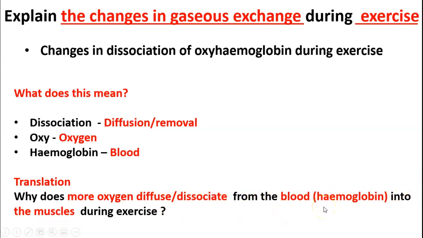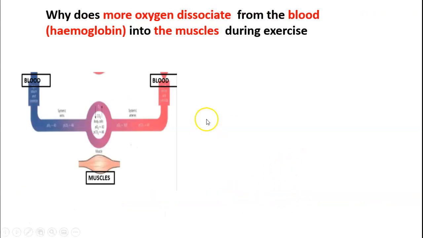Now they've used some fancier, more scientific words than you would in a normal gaseous exchange question, but all this part of the spec is asking, when you see dissociation, oxy-haemoglobin, is: why does more oxygen diffuse from the haemoglobin or the blood into the muscles during exercise? Now that's a little bit more simplistic, okay? So we already know some reasons, but what we have to understand within today's focus is there are some additional reasons above diffusion gradients that more oxygen diffuses into our working muscles during exercise. So let's have a look then.